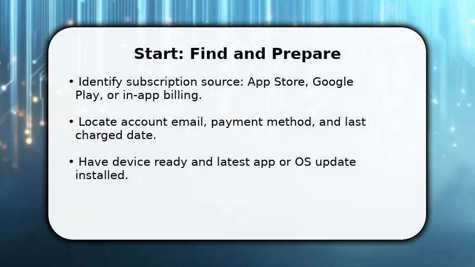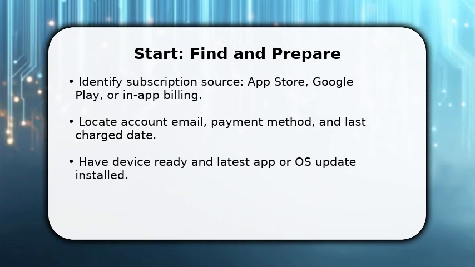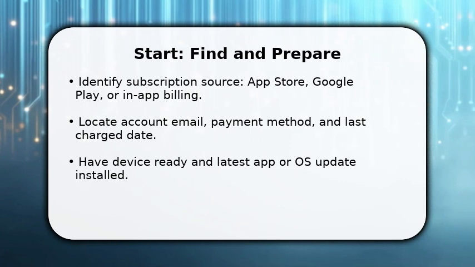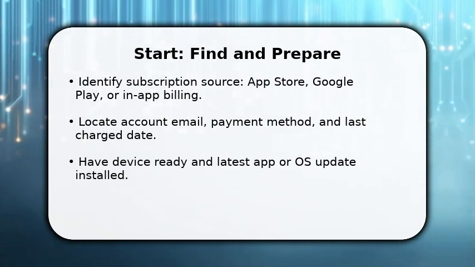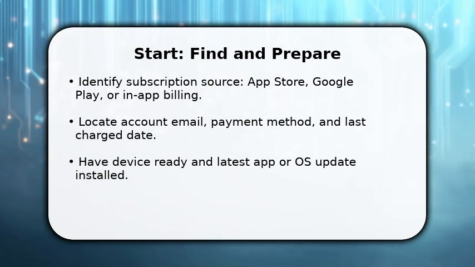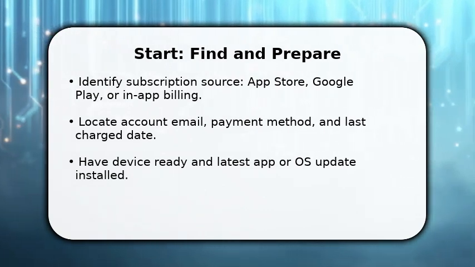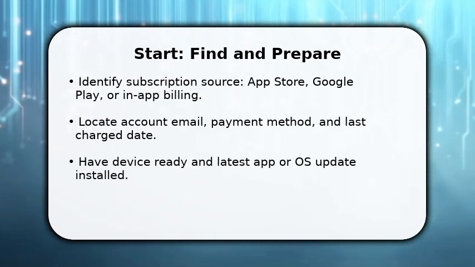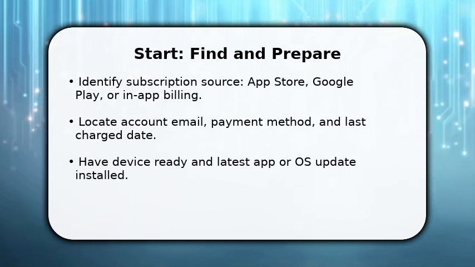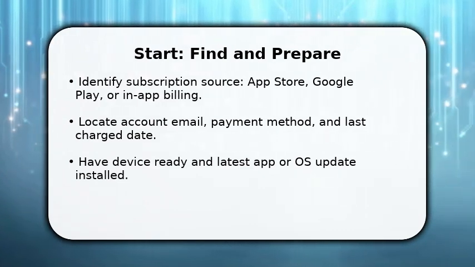You're going to stop payments now. First, confirm where the charge originates: App Store, Google Play, or the app's own billing. Once identified, sign into the exact account tied to that payment and open the subscriptions or billing section. Make sure you note the last charge date and the payment method on file, because you'll need that info to confirm cancellation and request refunds if necessary.